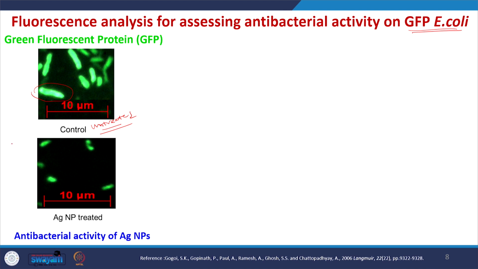This is an E. coli bacteria. This is a rod shaped bacteria. You can see the intact rod shape under the microscope. Whereas in the silver nanoparticle treated, you can see that the bacteria is damaged. It is undergoing cell death.